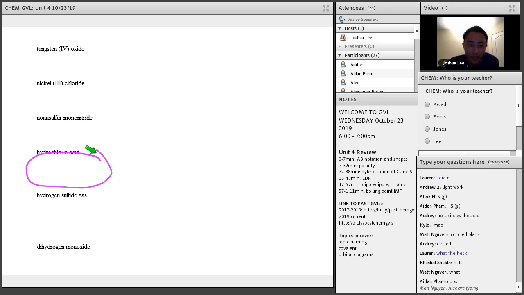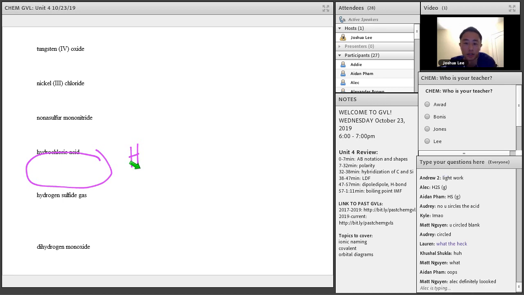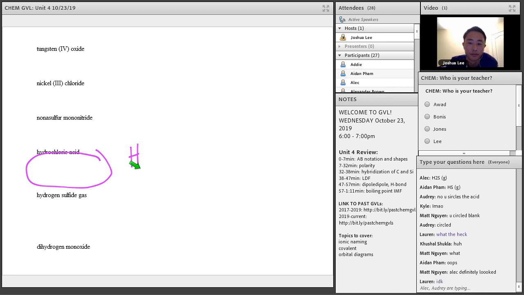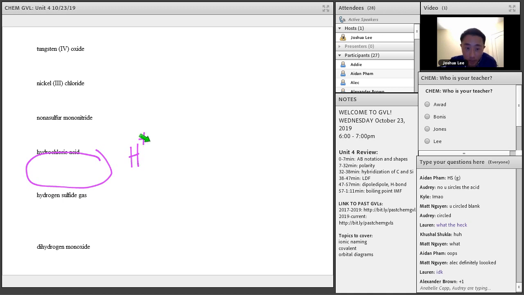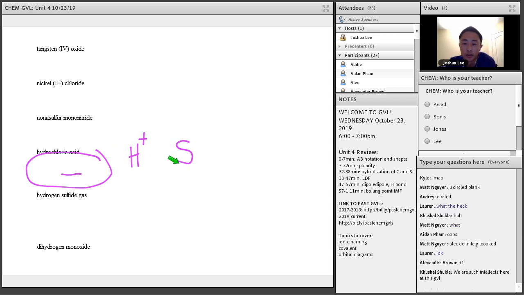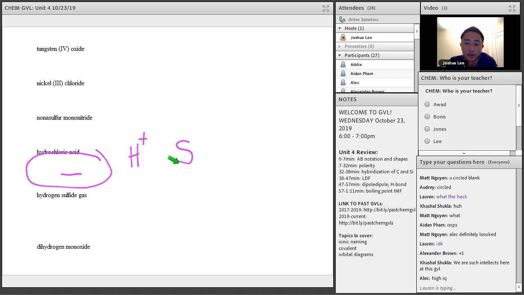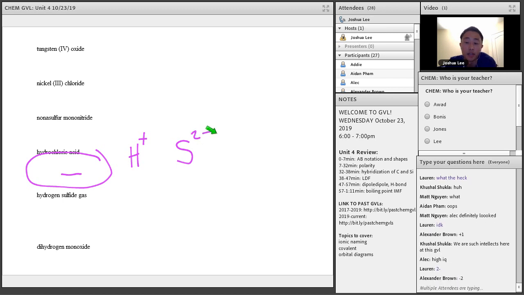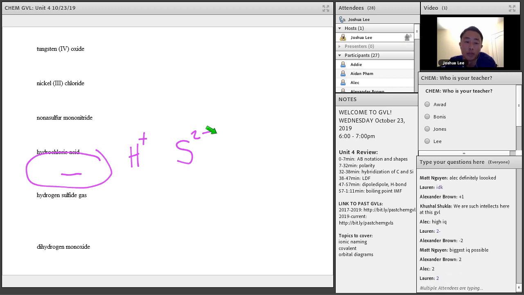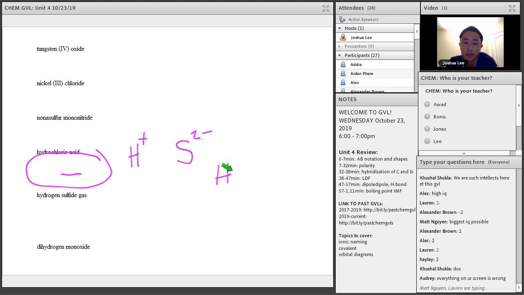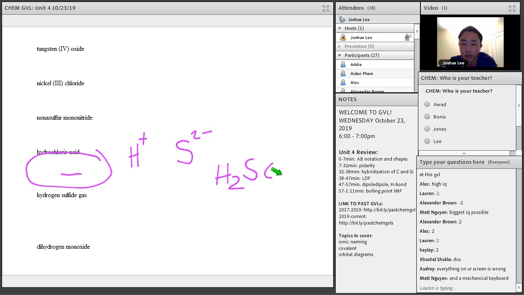So, hydrogen sulfide gas. So I know I'm going to need hydrogen. What charge is hydrogen? Positive 1. Sulfur from sulfide is what charge? Negative 2. How many hydrogens will I need to cancel out my sulfur? 2. So that means hydrogen sulfide gas would be H2S with a little g.